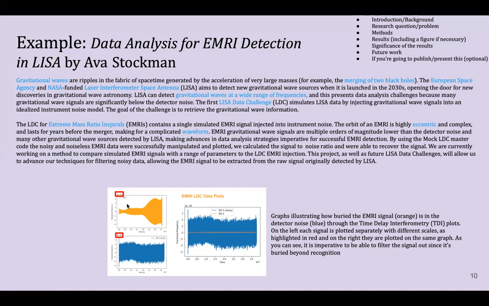So this one, you can reference it in the text, which we'll see in an example, but this one just kind of illustrates their point. So they have a caption just telling all about the plot. It illustrates the EMRI signal in orange. Make sure that when you do these, you explain the axes, explain the colors. And on the left, signal is plotted separately with different scales as highlighted in red. And on the right, they're on the same graph. As you can see, it's imperative to be able to filter the signal out since it's buried beyond recognition.